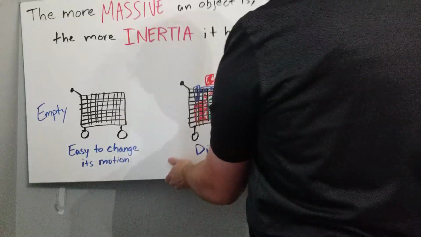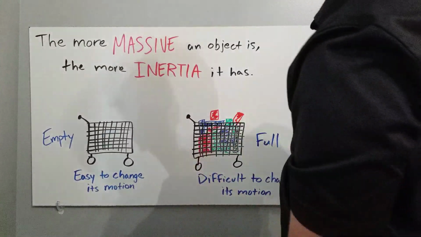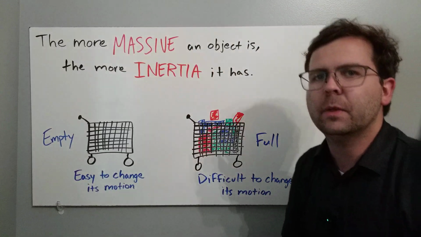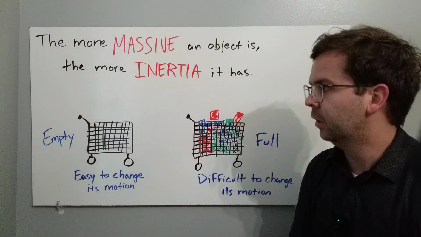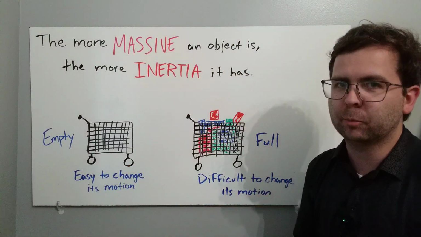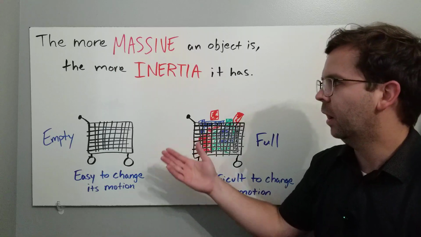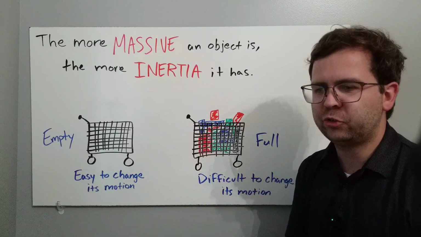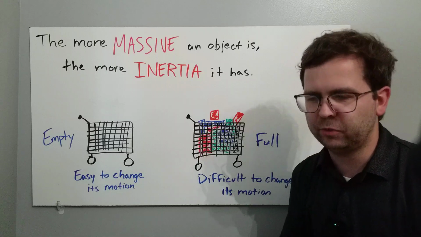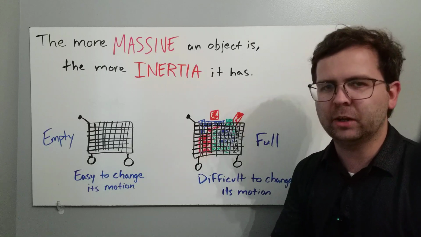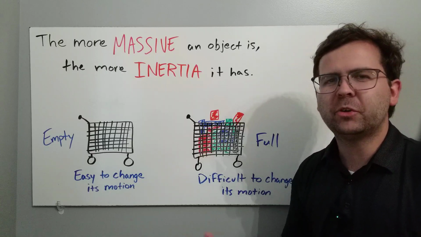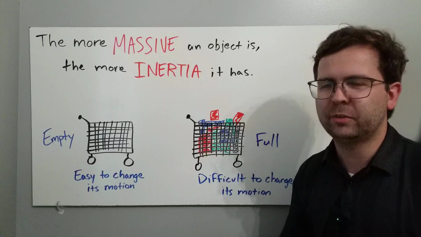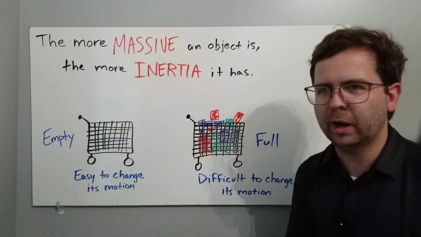And one of the key relationships with inertia is that the more massive an object is, the more inertia it has. So a great example of this, if you've ever pushed a shopping cart around Walmart, if the shopping cart is empty, it's pretty easy to change its motion. It's easy to make turns. It's easy to stop it. It's easy to get it going. It's no problem. Not much inertia. Inertia is that laziness. It's pretty easy to change it and move it around.